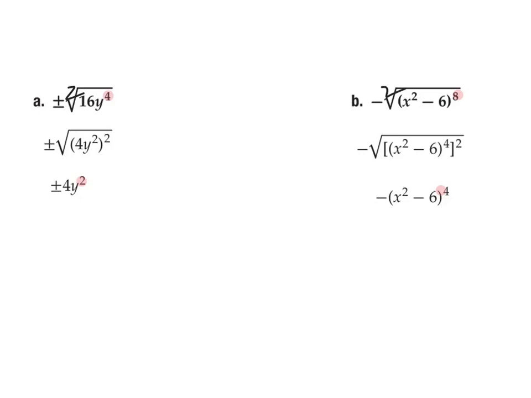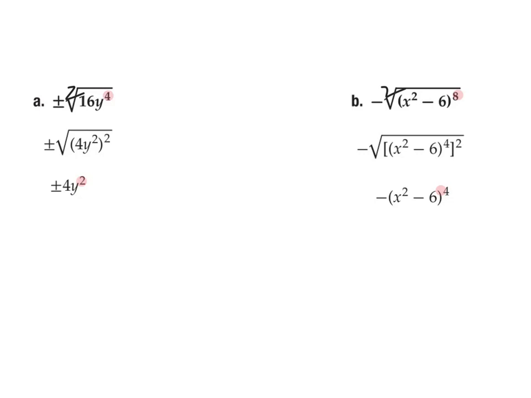Now, I went ahead and I wrote the little 2's in here, and the reason that I did, and I alluded to it already, is I notice that 4 divided by 2 gives me 2 when it comes to the powers. 8 divided by 2 gives me 4. You can divide a power in the radicand by the index, and that will give you the power for your answer.